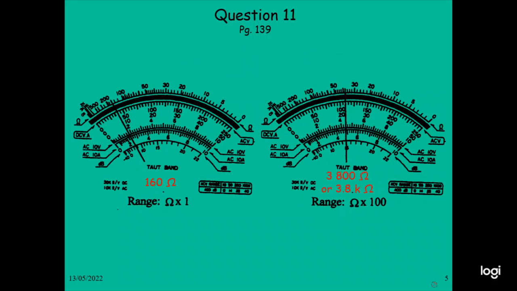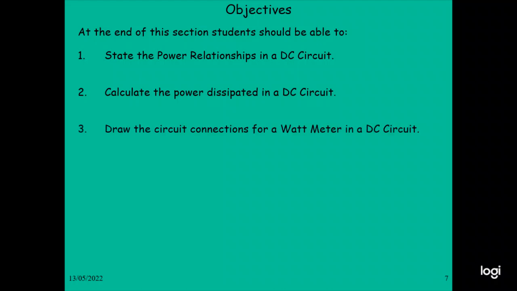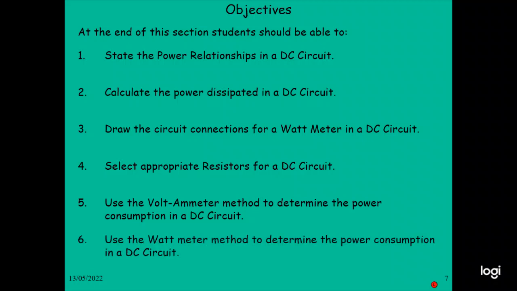So now we're talking about electrical power. At the end of this session, the student should be able to state the power relationship in a DC circuit, calculate the power dissipated in a DC circuit, draw a circuit connection for the wattmeter in a DC circuit, select the appropriate resistor for a DC circuit, use the volt-ammeter method to determine the power consumption in a DC circuit, and use a wattmeter method to determine the power consumption in a DC circuit.